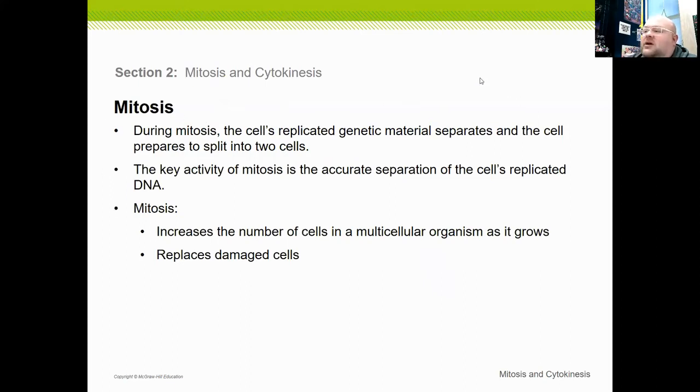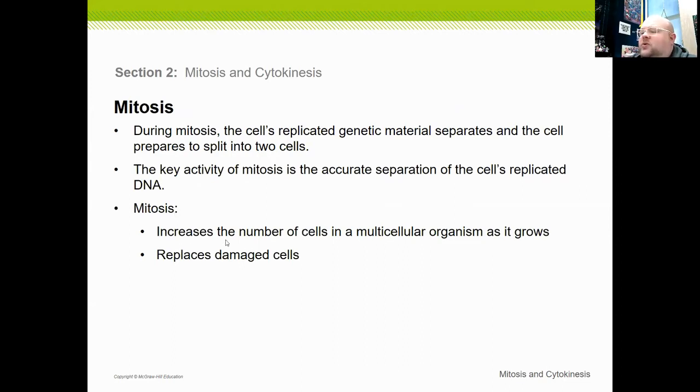During mitosis, the cell's replicated genetic material separates, and the cell prepares to split into two cells. And the key activity of mitosis is the accurate separation of the cell's replicated DNA. So there's a lot of checking and rechecking in there of the DNA to make sure it's accurate and put together the way it's supposed to before it actually splits off.